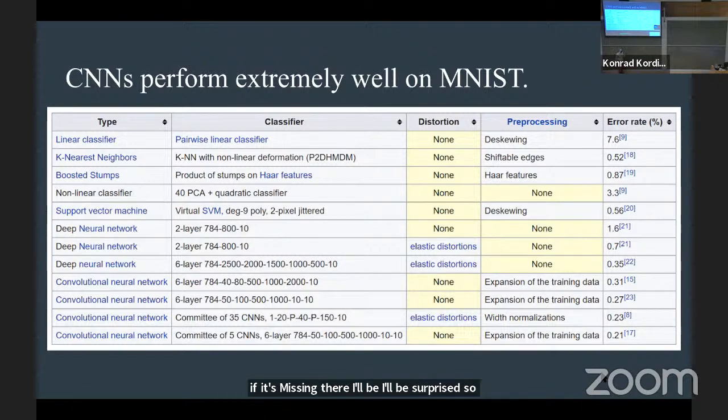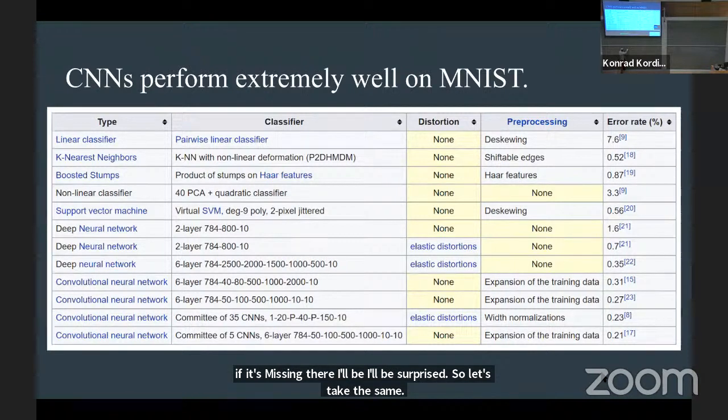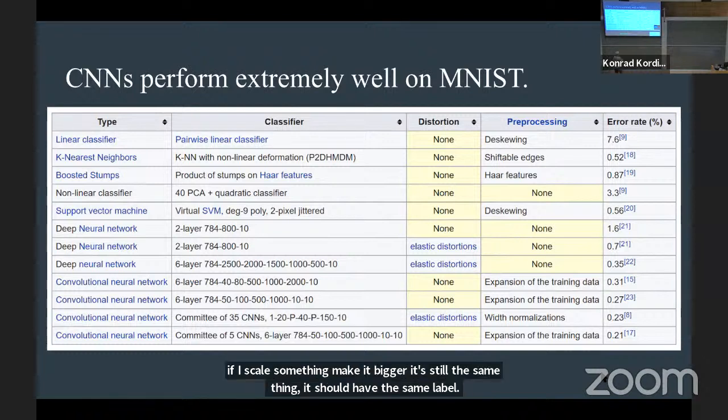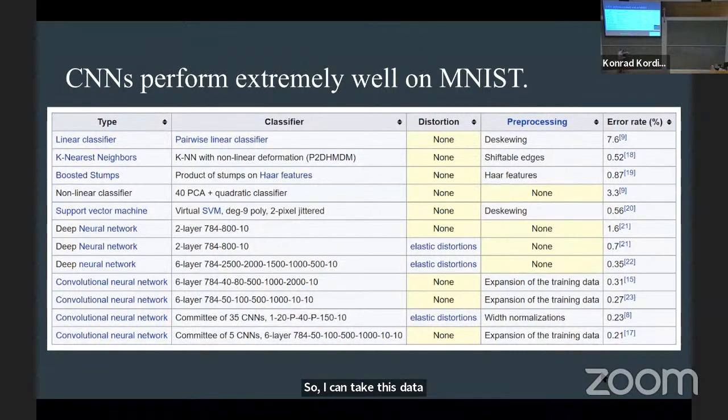So let's take the 3. This is a 3 that's actually in my database. But I know that there are certain things that can happen to real-world objects that I know to be irrelevant. For example, if I had drawn the same 3, just a tad bigger, it would still be a 3. I can build in my human knowledge that if I scale something, make it bigger, it's still the same thing and should have the same label. So I can take this data set and add extra examples. Let's make the 3 big. Let's rotate the 3 a little bit. Let's do an elastic deformation, where the top of the 3 is exactly the same, but I'm squeezing the lower part and making it a little bigger. Great, I have a new data point.